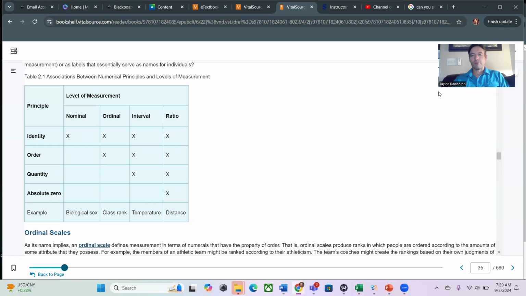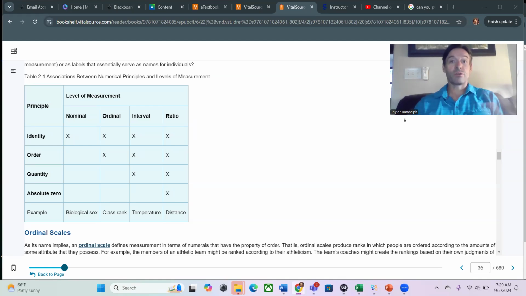This is going to become very important because when you consider the type of statistics that you're going to actually run with your different scales of measurement, the different scale of measurement that you use will determine and dictate which statistical procedure you choose. So get this right now.